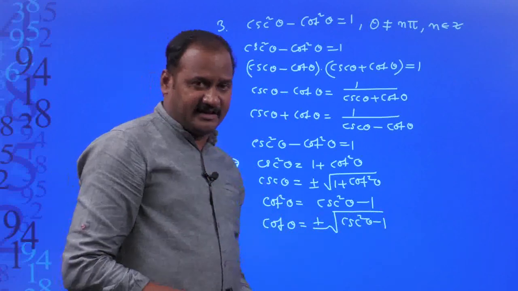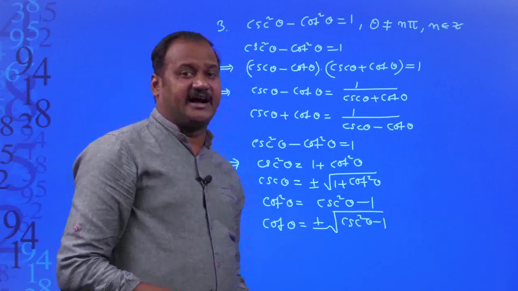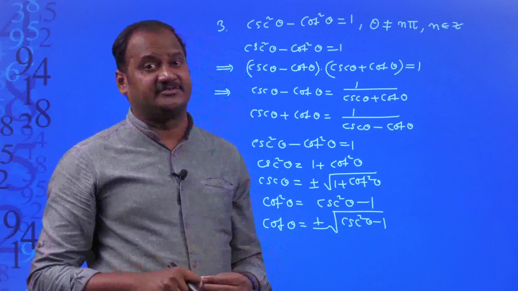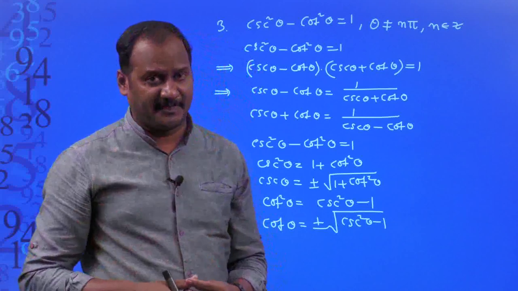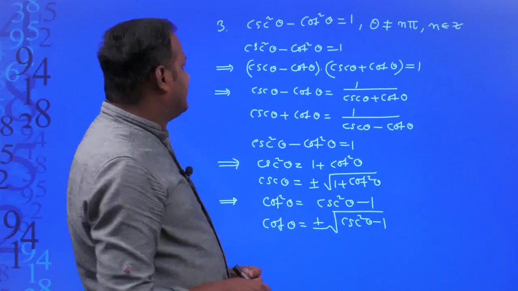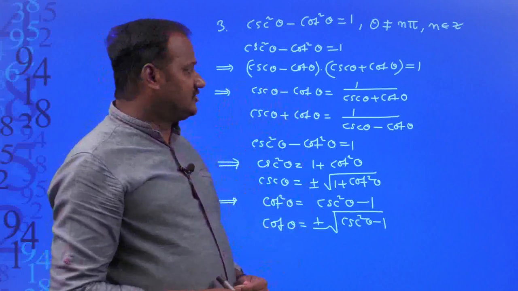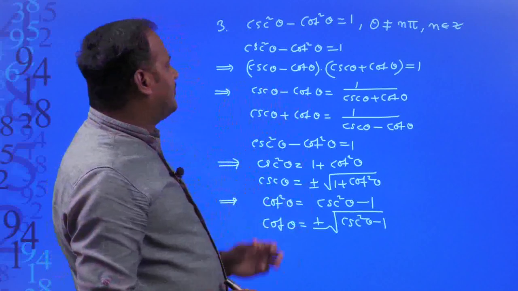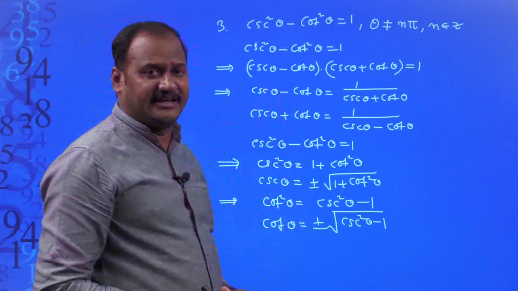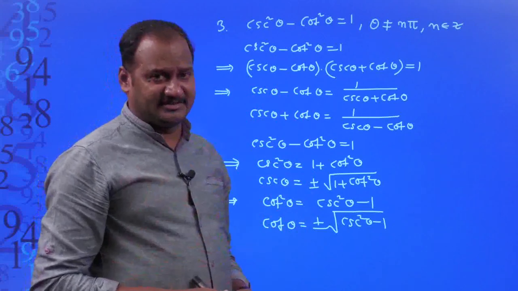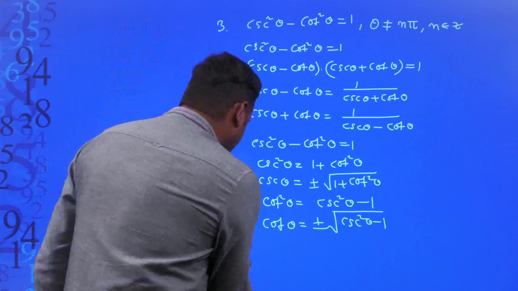Hope you understand all these three trigonometric identities, and we elaborated every single trigonometric ratio in terms of the other ratio. Got my point? Right. So these are the three trigonometric identities. So let us try to understand all these three trigonometric identities by using some examples.